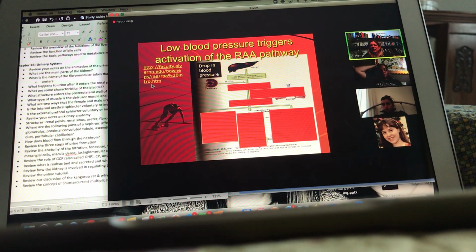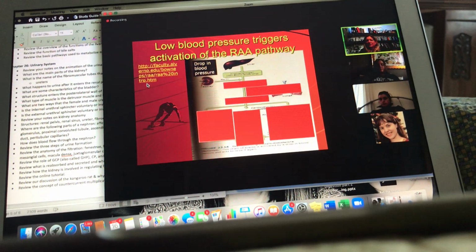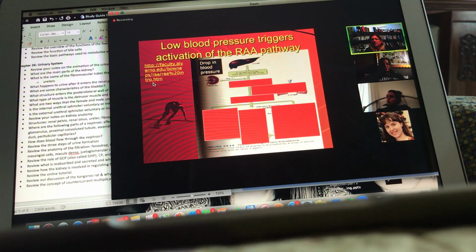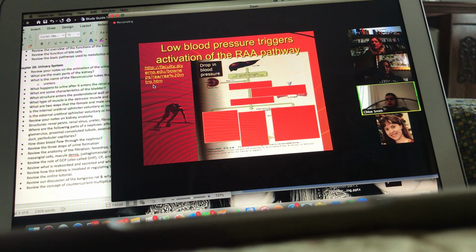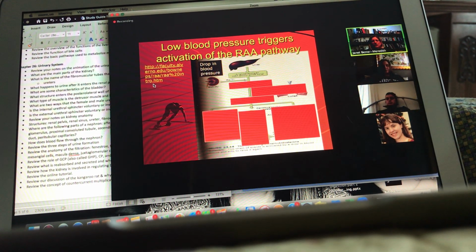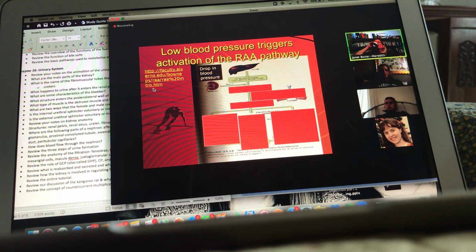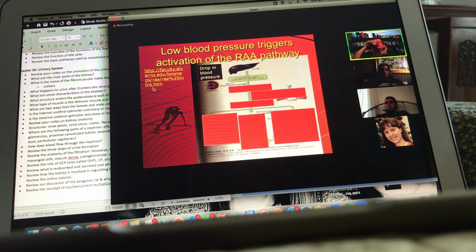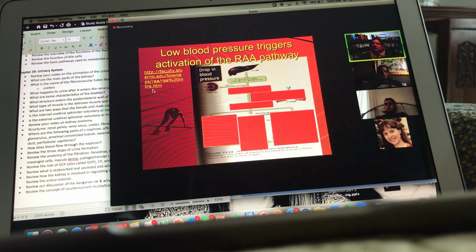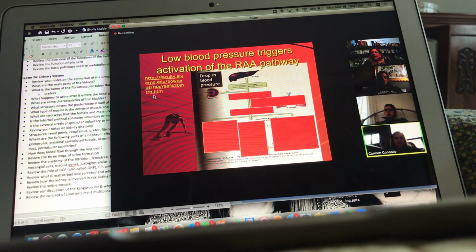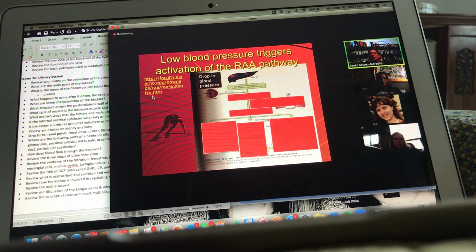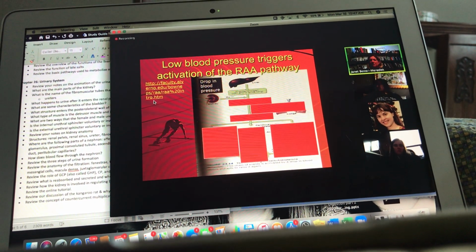When does the kidney release renin? When the blood pressure decreases. When your blood pressure is too low. How does it know that blood pressure is too low? In the glomerulus, right? Yeah, when there's decreased blood flow through the glomerulus.